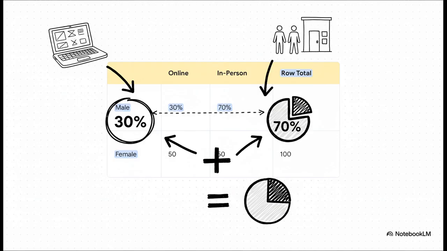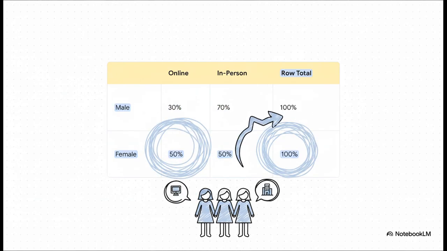That's 30%. For in-person, we take the 70 and divide by 100, which gives us 70%. And notice, 30% plus 70%, that's 100% of the male students accounted for. Now let's do the exact same thing for the female row. Again, the row total is 100, which makes the math pretty easy.